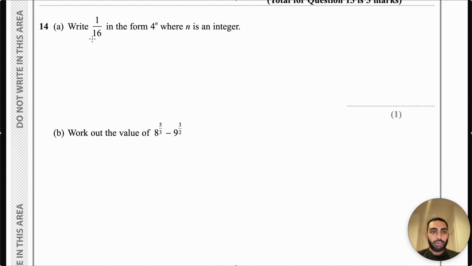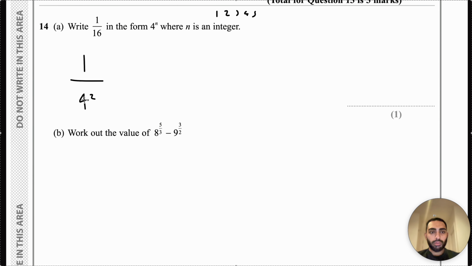Question 14. Write 1 over 16 in the form 4 to the power of n, where n is an integer. Integer just means a whole number, so it could be 1, 2, 3, 4, 5. This 1 over 16, I need it with a base of 4. So what is 16 with a base of 4? If I just think of my square numbers, 16 is the same as 4 squared.